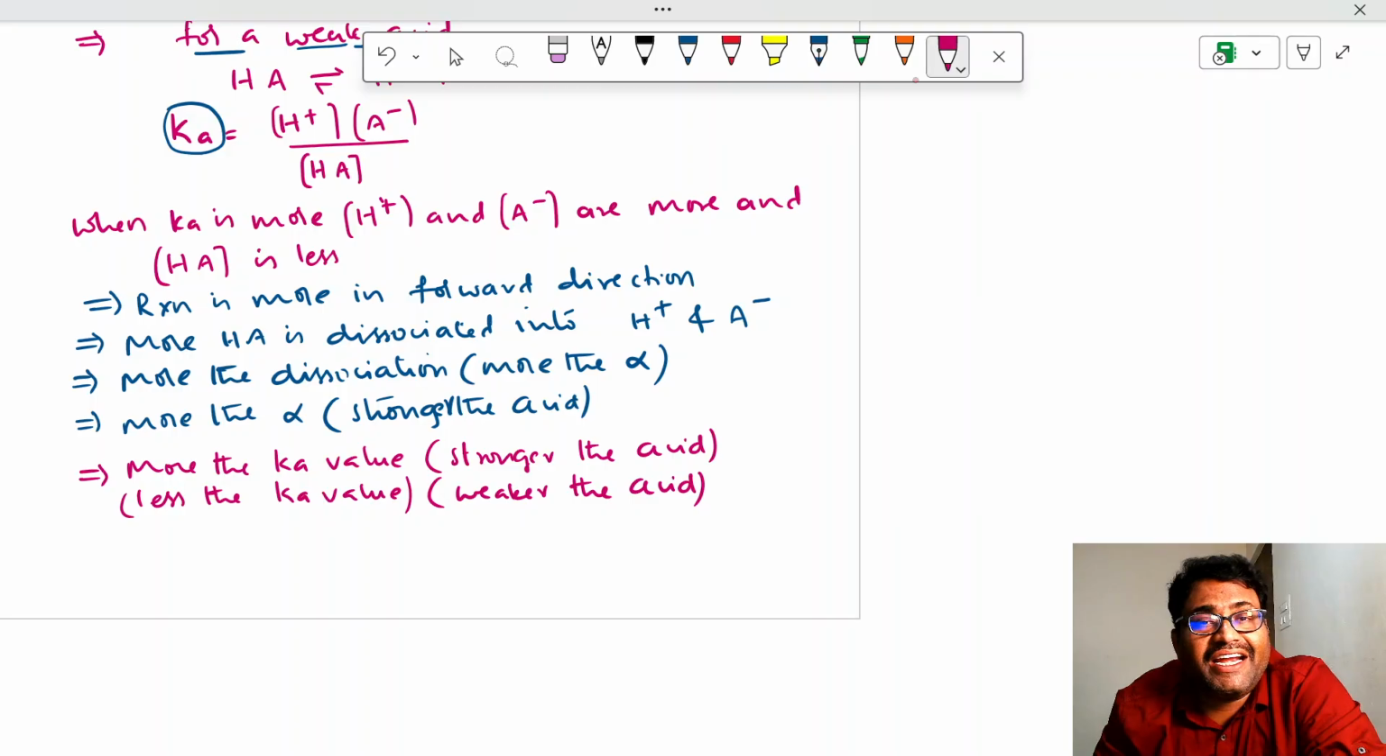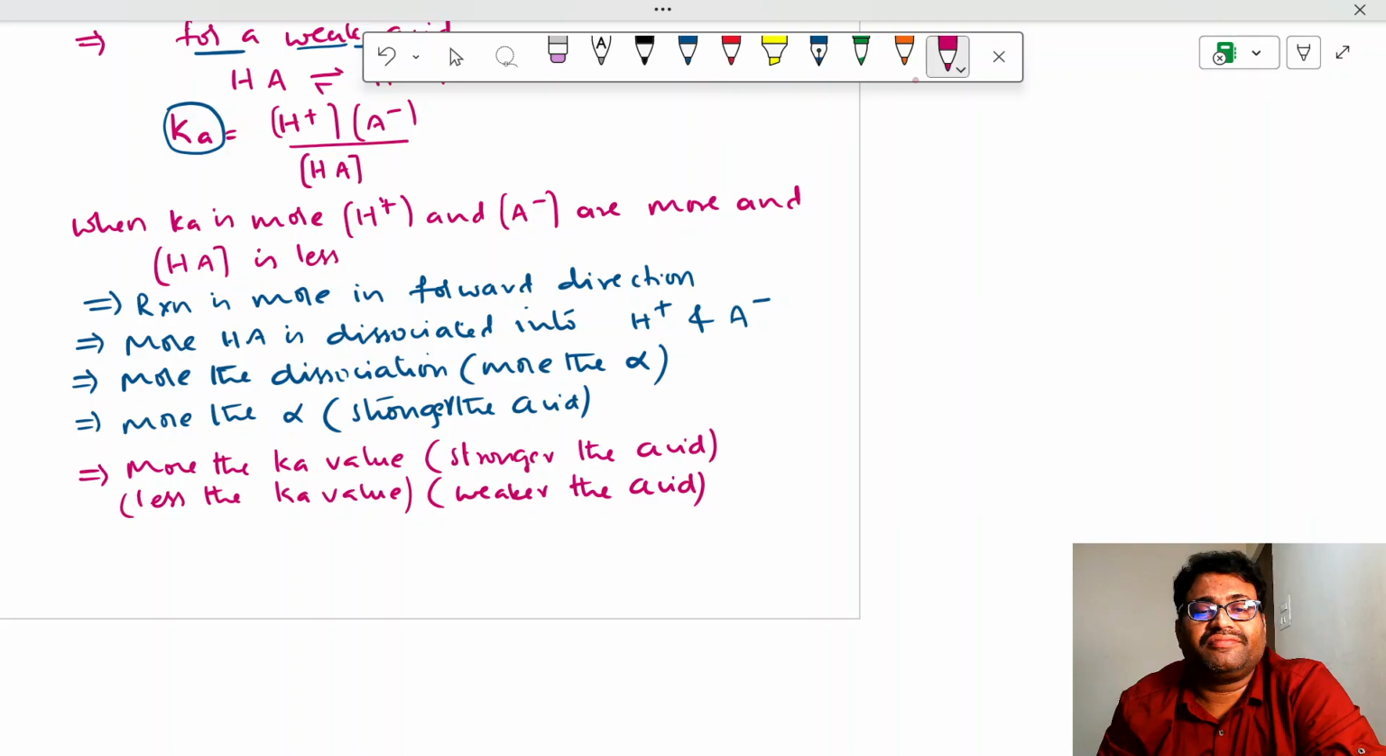So by looking at Ka also, we can decide whether it is a strong acid or a weak acid. Before, we discussed one of the factors which decides the strength of the acid. What is that? Alpha. The more the alpha, the stronger the acid. Another factor which decides the strength of the acid is Ka. The more the Ka, the stronger the acid; the less the Ka, the weaker the acid.